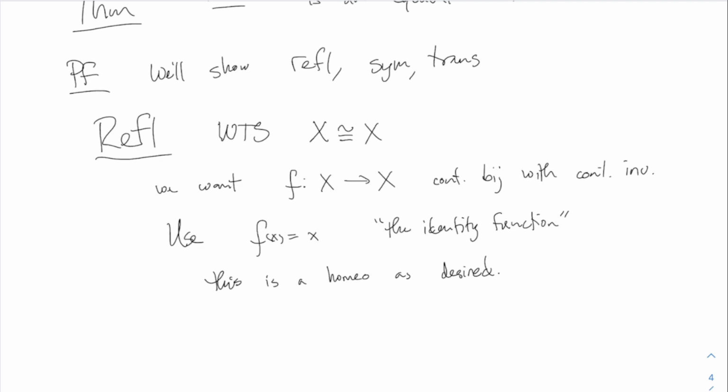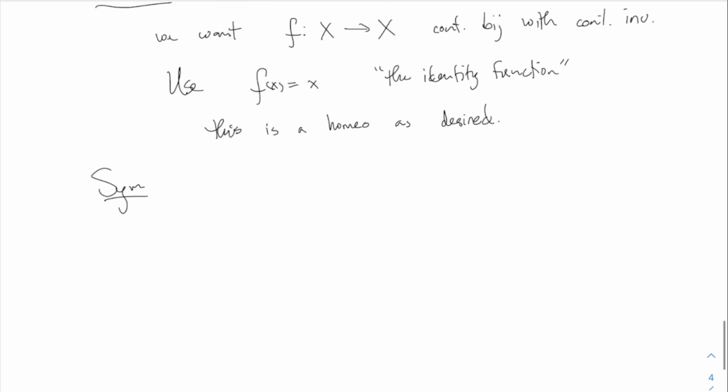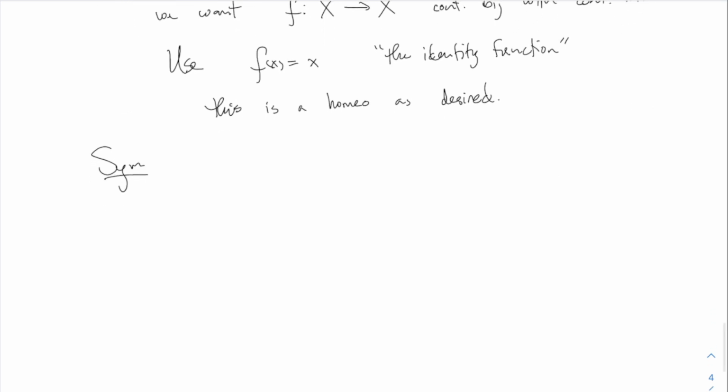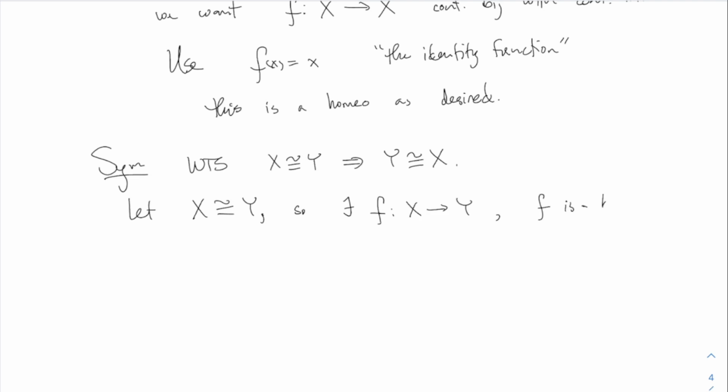What about symmetry, the next one. Anyone recall what the symmetry means? Yes, if x is equivalent to y, then y is equivalent to x. So in this case I want to show x homeomorphic to y implies y is homeomorphic to x. So we assume that x is homeomorphic to y, and then we need to create a function which goes from y back to x. Now, the fact that x is homeomorphic to y means there exists a function f from x to y, and f is a homeomorphism.